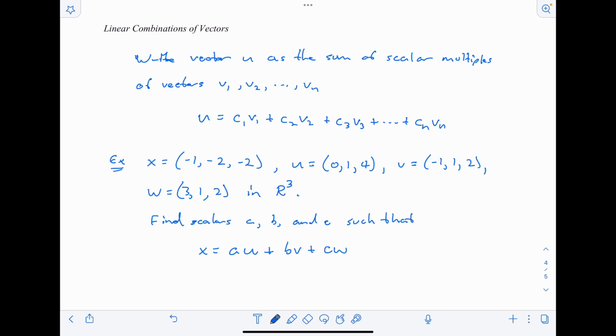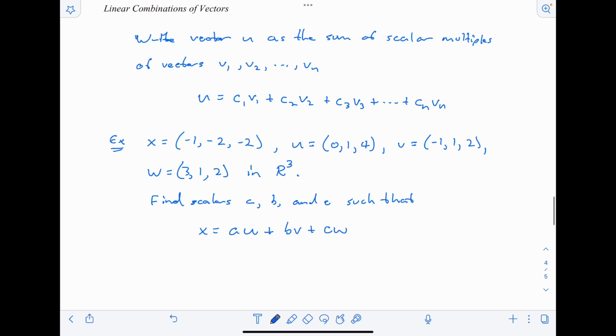We've got a sum of 3 vectors, u, v, and w, multiplied by scalars, and that's going to give us this vector x. So to do this, again, just think about the fact that what we're really saying is x is -1, -2, -2. That's going to equal some scalar a times the vector u, which is 0, 1, 4, plus the scalar b times vector v, which is -1, 1, 2, and then plus some scalar c times vector w, which is 3, 1, 2.